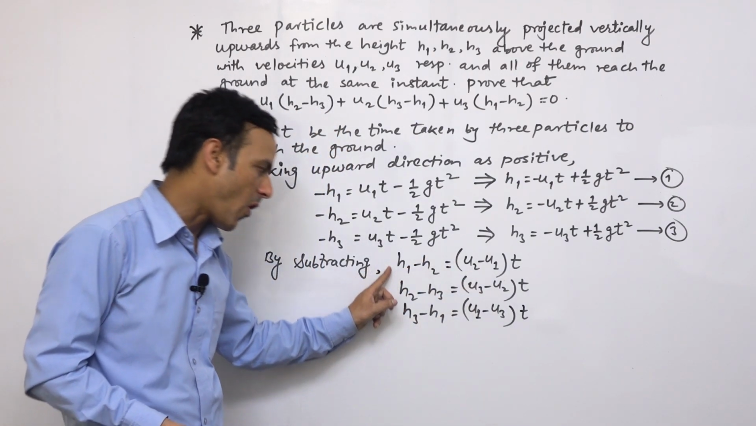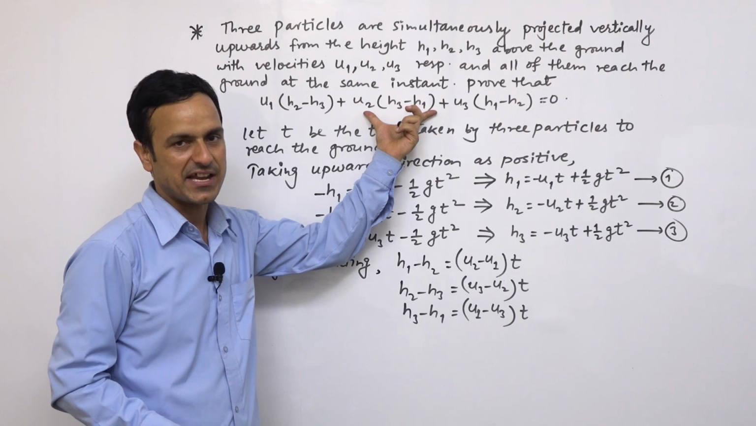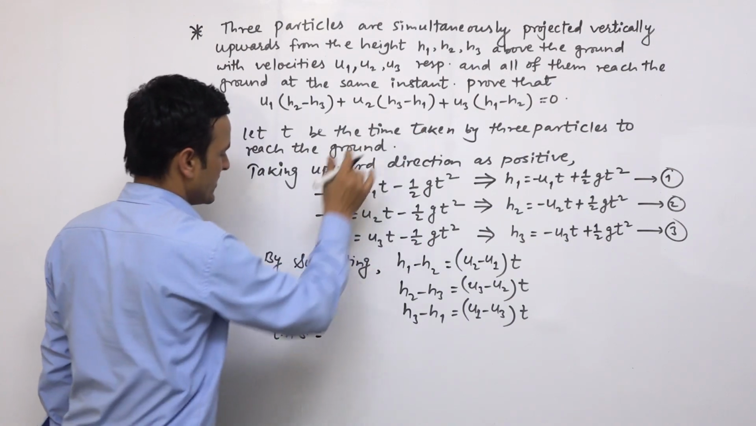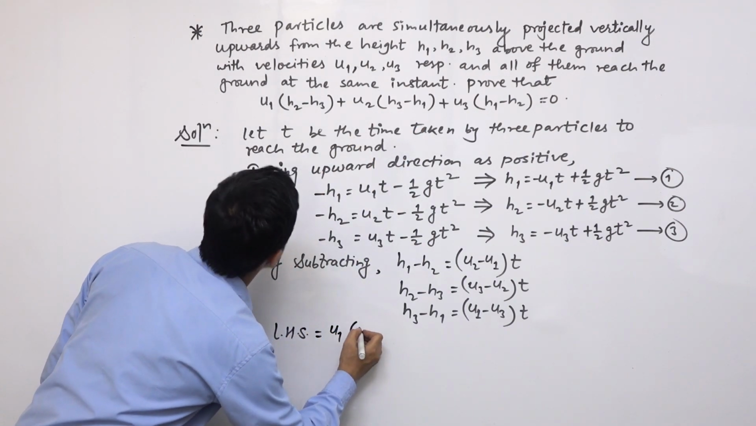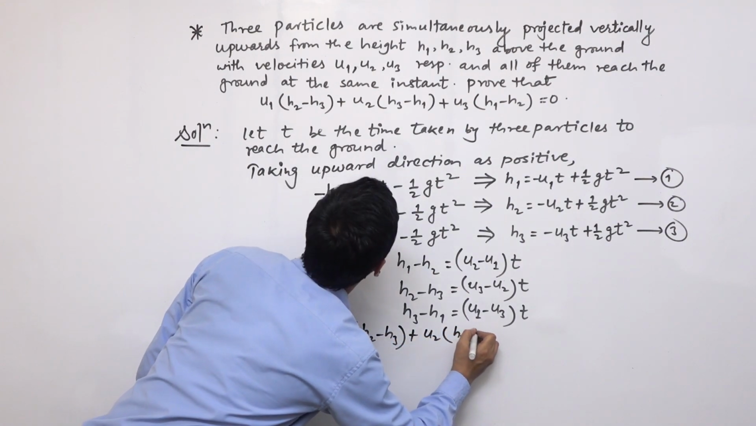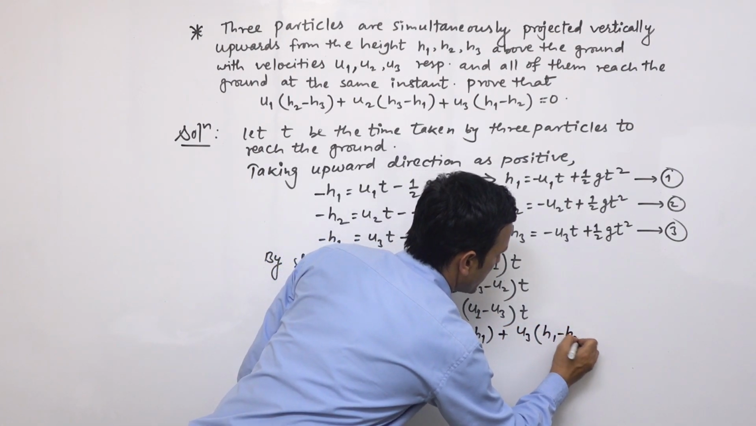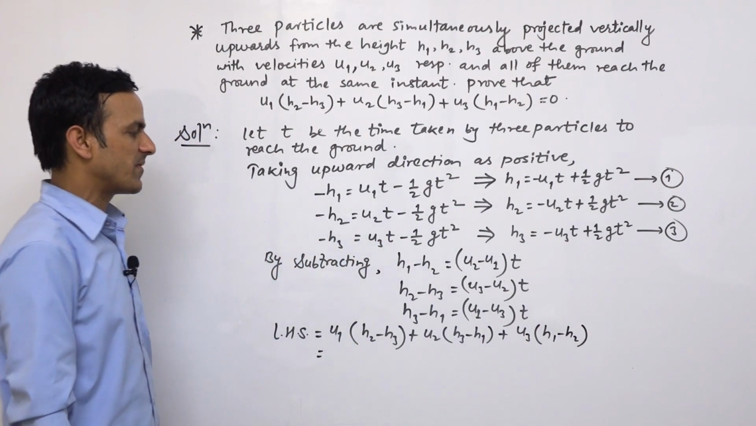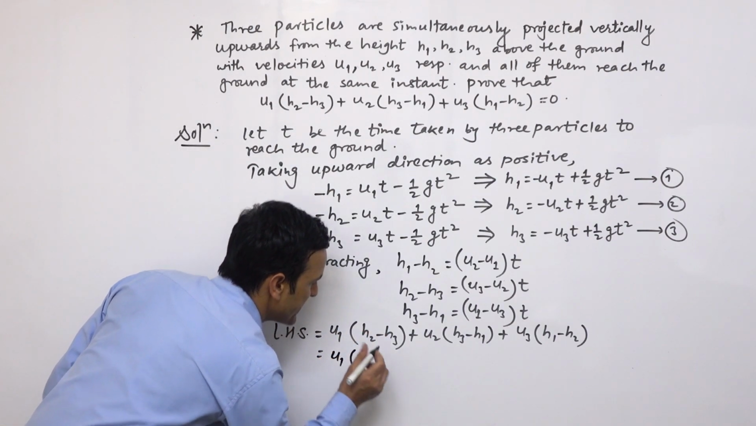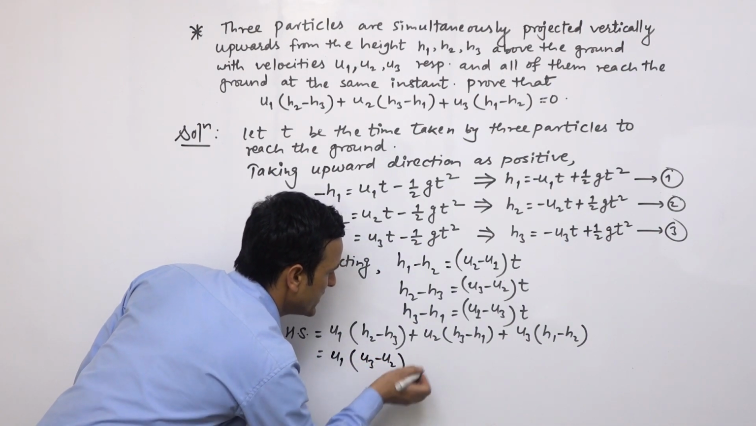Now we can substitute all the values of this term in this expression in left hand side. So let's take left hand side of this question. So here is u1 times h2 minus h3 plus u2 times h3 minus h1 plus u3 times h1 minus h2. So let's substitute the value of this term. Now we have h2 minus h3, u1 is same, h2 minus h3 means this term. So here is u3 minus u2 times t.